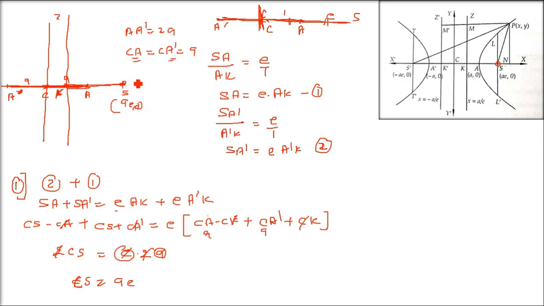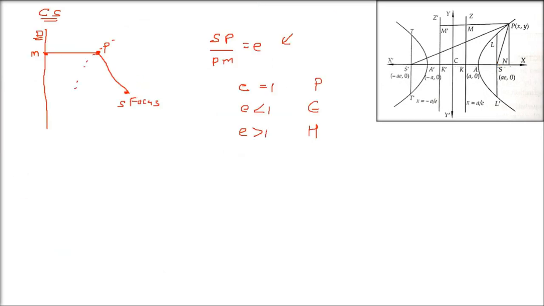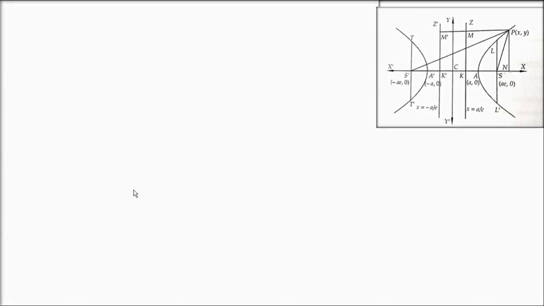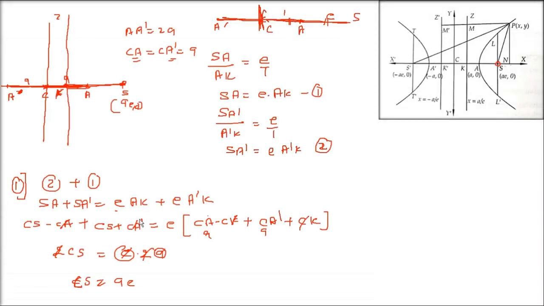So I hope you got the idea. I wanted this focus point and I got it. I told you I wanted the focus and this distance, so that I can have an equation of any conic section. So one thing, we have got the S point, which is ae comma 0. Now I want the other parameter also, because I want to have an equation.